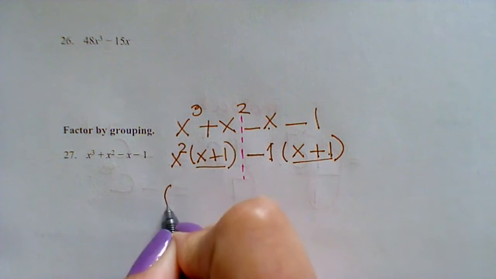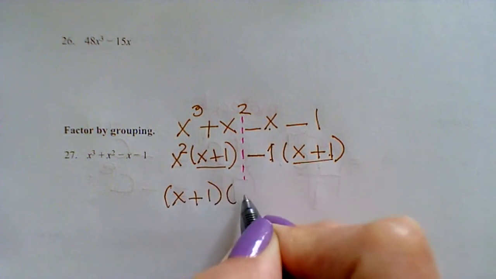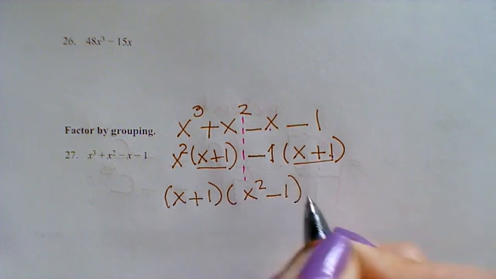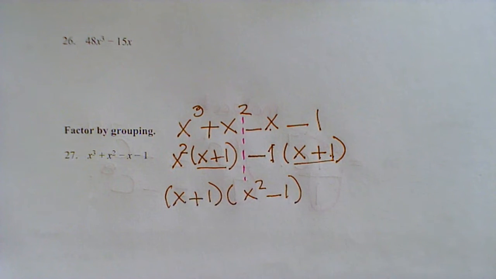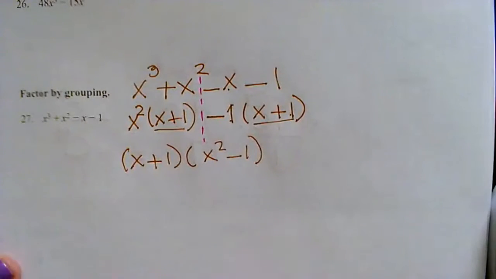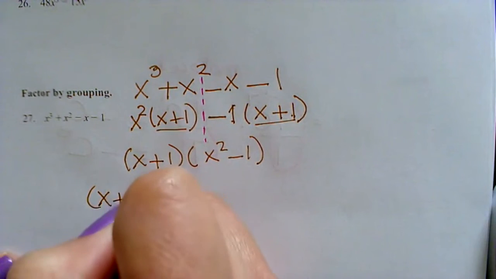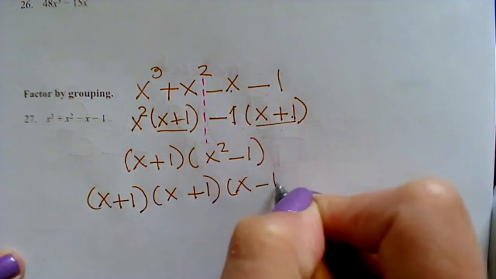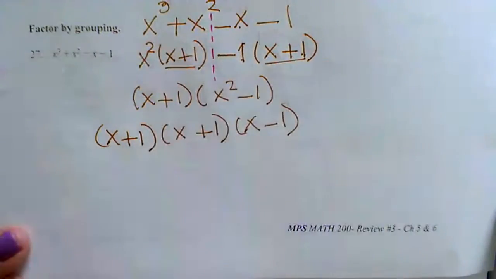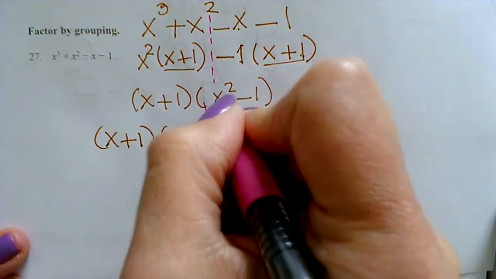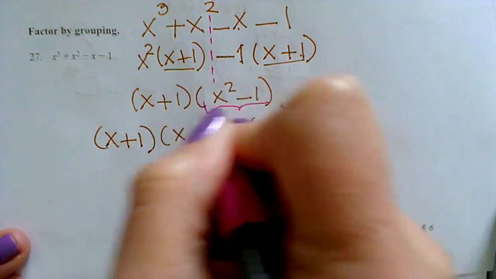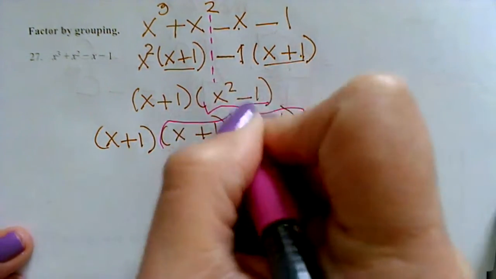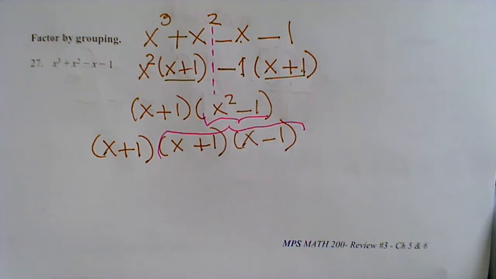Now, greatest common factor, x plus 1, x squared minus 1. Now, what do we notice here? Difference of the squares, right? So x plus 1 and x minus 1. This one here becomes this. That's the difference of squares.